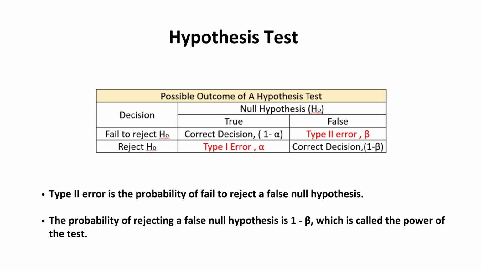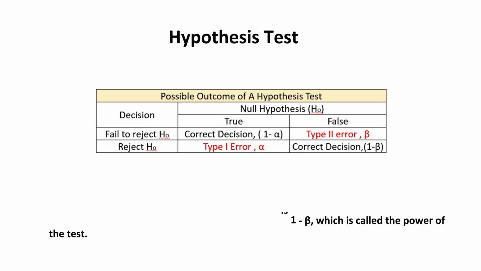In statistical hypothesis testing, power refers to the probability of rejecting the null hypothesis when it is false. It is essentially the ability of a test to detect a true effect or difference. A high power indicates that the test is more likely to correctly identify the presence of an effect, while a low power suggests a higher likelihood of a false negative result.